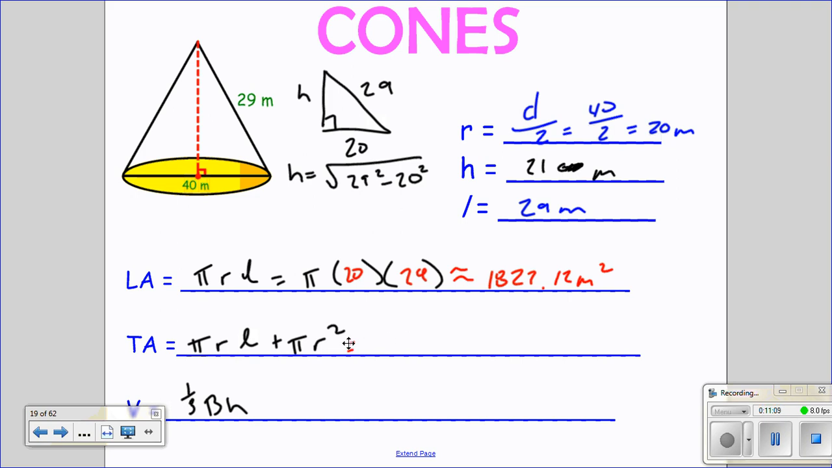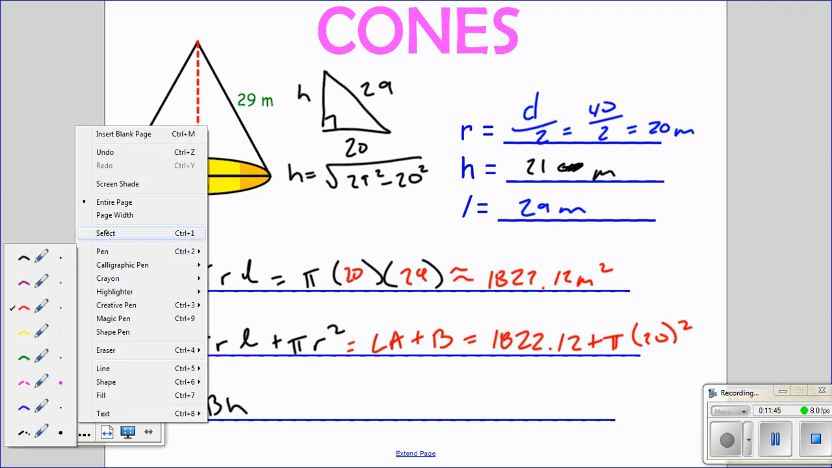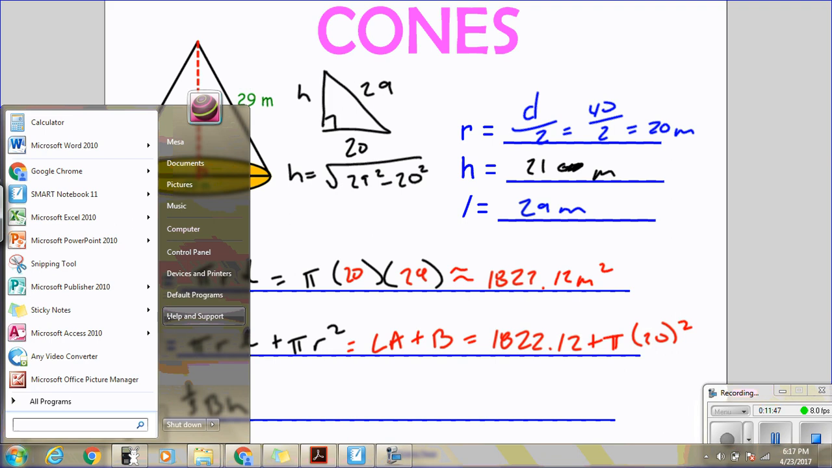And for your total area, it's the same predicament. It's the lateral area plus one base because this figure only has one base. It doesn't have two bases. So I guess we should have found that in the beginning. I meant to add that line, and I'll do so in the future. I'm sorry. But that's 1822.12 plus pi times 20 squared, since we did not calculate it already. But that's fine, we can calculate it now.